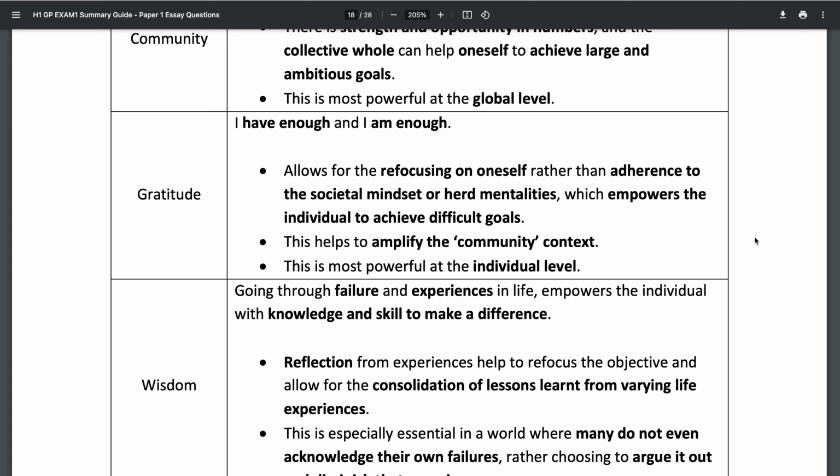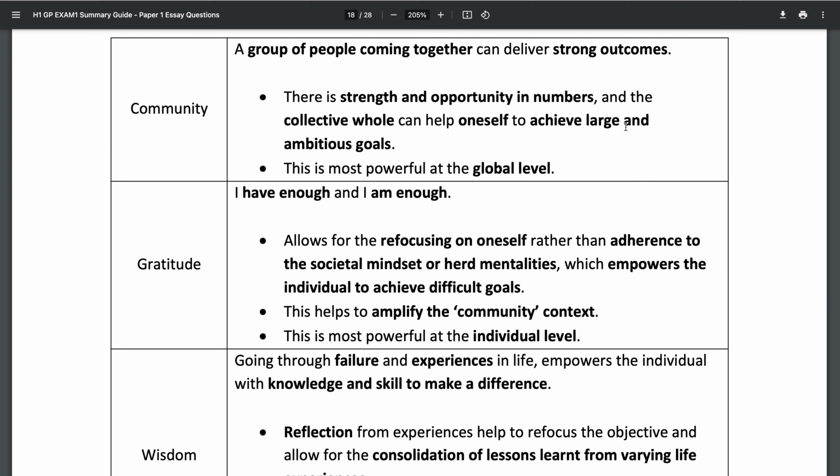This helps to amplify your community context, right? This will lead to this. This is most powerful when every individual in this community has the idea of gratitude. Your power is so damn powerful when you combine community and gratitude together.